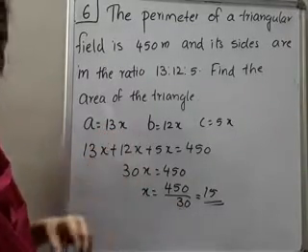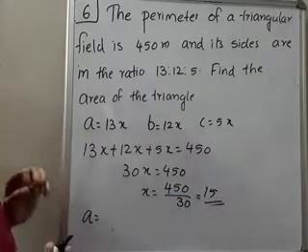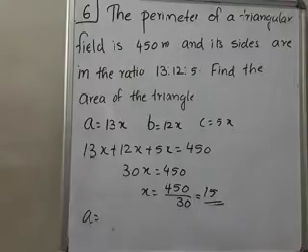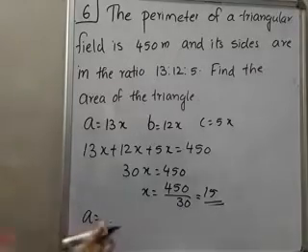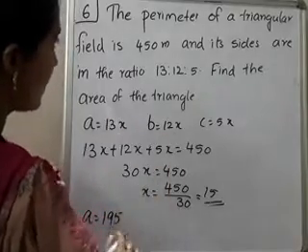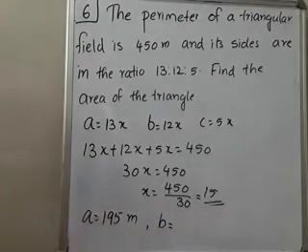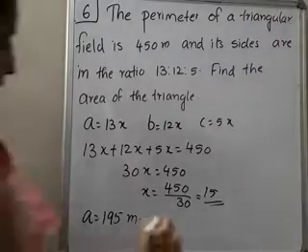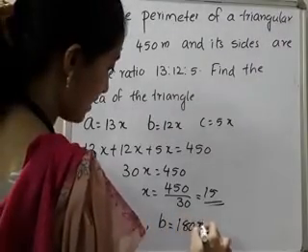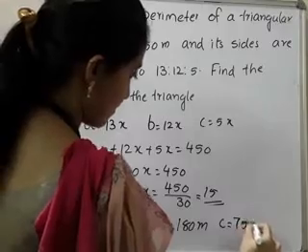You want to find A, B and C, is it? So A will be equal to what? 13 into 15. You have to calculate. What is 13 into 15? 195 meter. Then B is equal to what? B is equal to 12 into 15. 12 into 15, that is 180 meter. And C is equal to what? 15 into 5, that is equal to 75 meter.